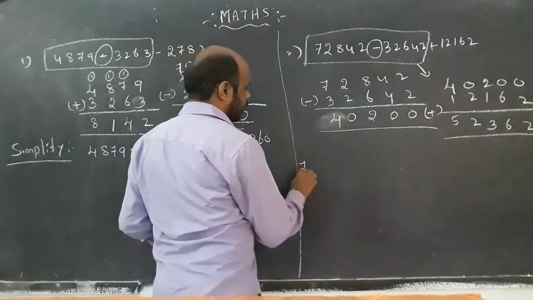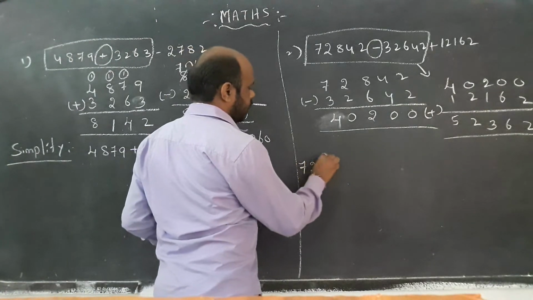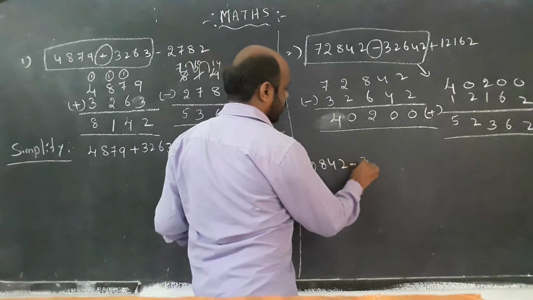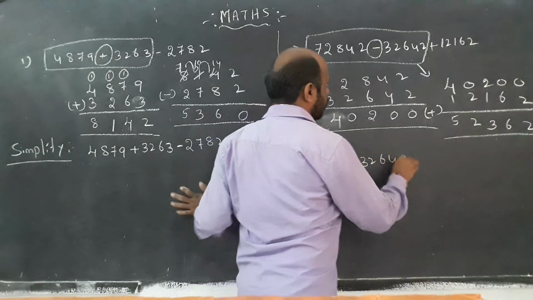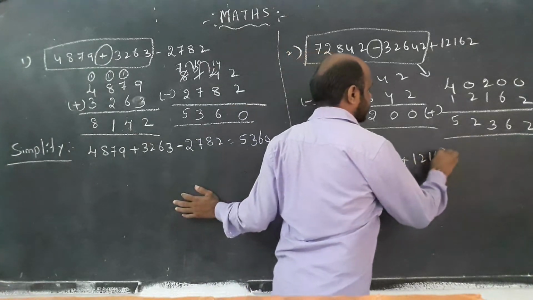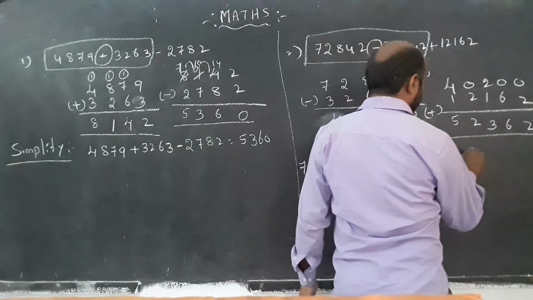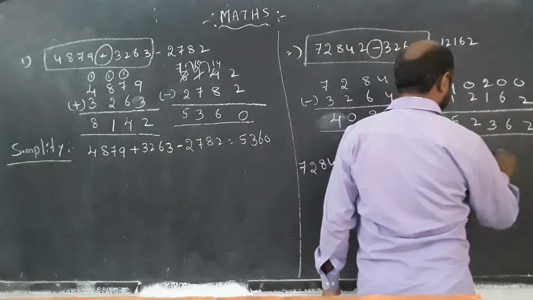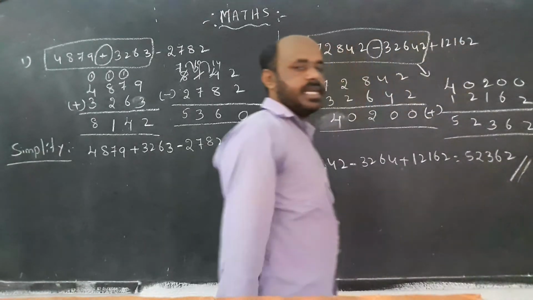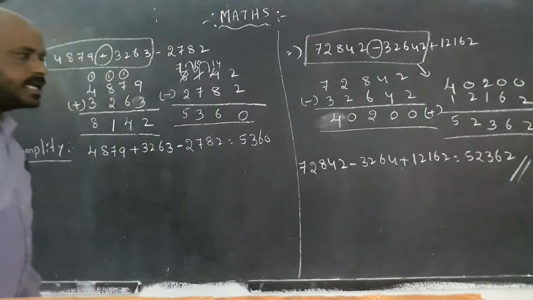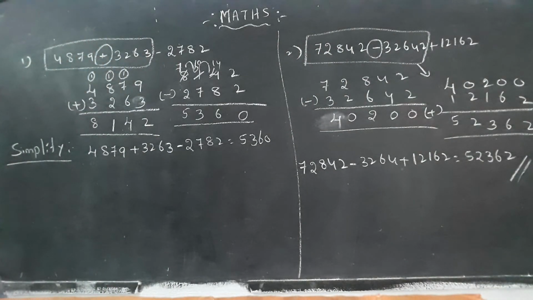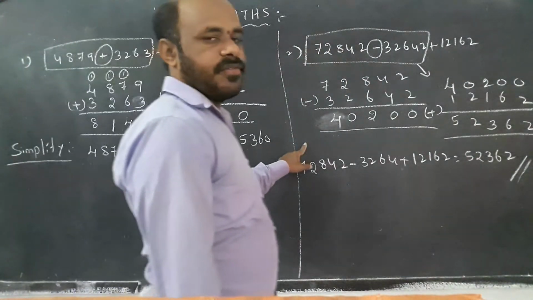How much did we get? We must write the answer down compulsorily. 32,642 plus 12,162 becomes 52,362. Whenever we did the simplification, we got 52,362. Okay children, this is one more type of example.